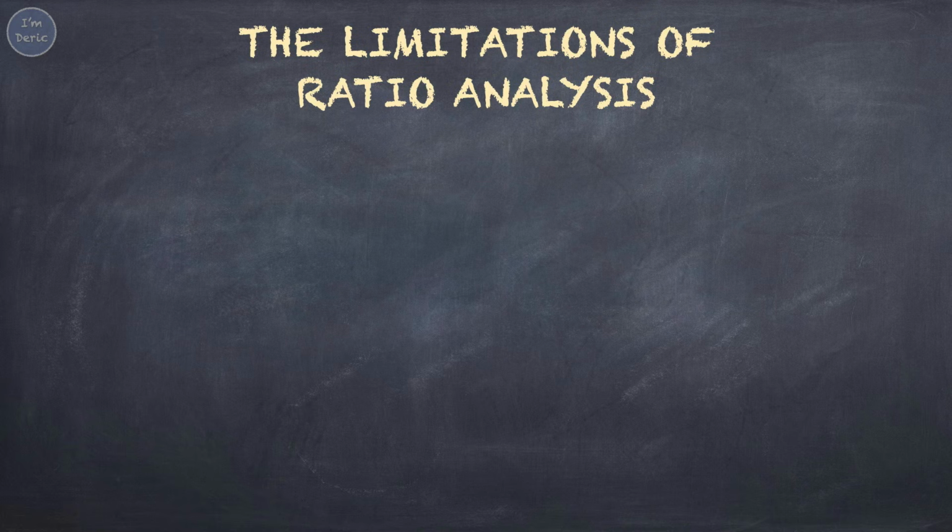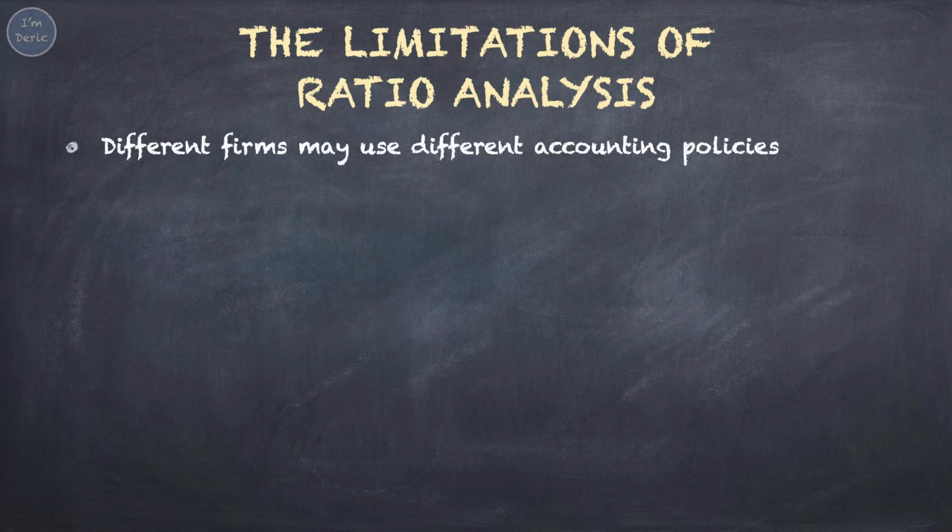Although financial ratio analysis is very useful, it is subject to some limitations that must be taken into consideration when interpreting the results of the analysis. Different firms may use different accounting policies, such as depreciation methods or inventory valuation methods, which can affect the values of the financial ratios. For example, one company may use the FIFO method to value its inventory, while another company may use the LIFO method. These differences can make it difficult to compare the financial ratios of different companies.